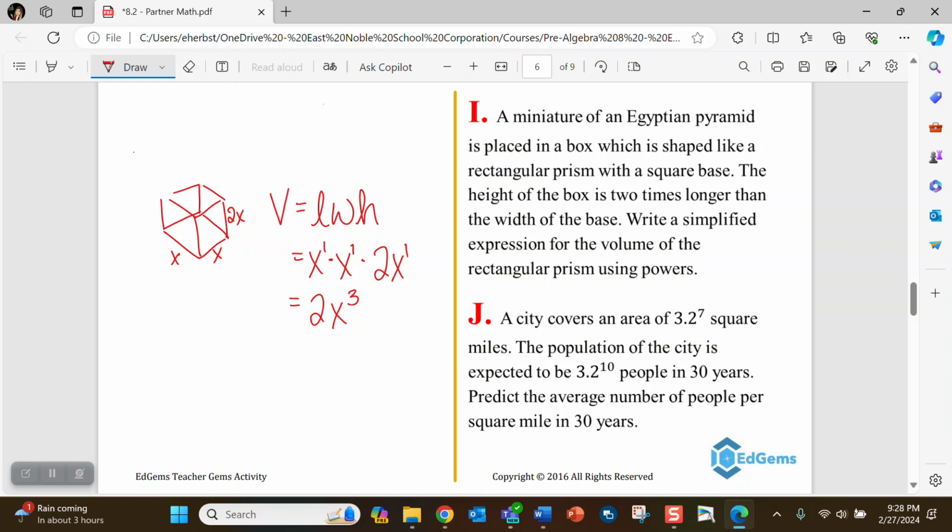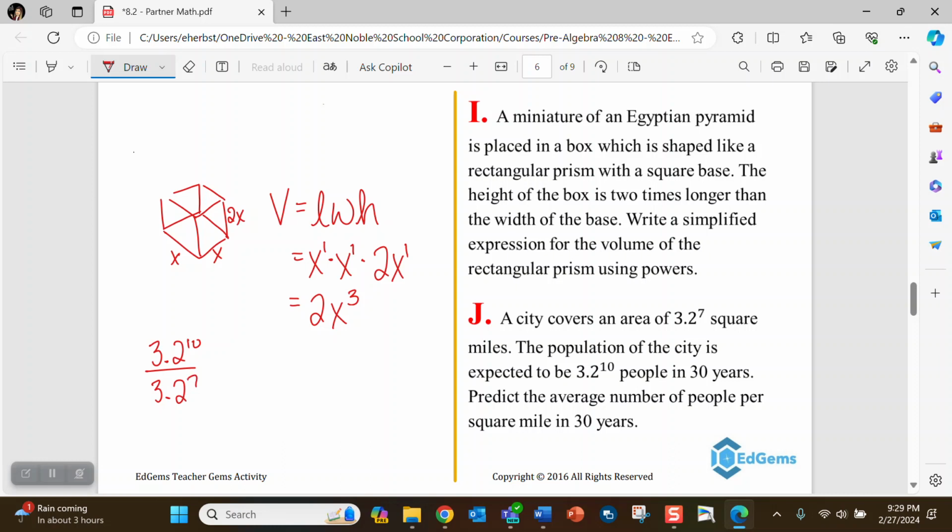Letter J, a city covers an area of 3.2 to the 7th square miles. The population of the city is expected to be 3.2 times 10, or 3.2 to the 10th people in 30 years. Predict the average number of people per square mile in 30 years. So here it's going to be division. We're going to take the expected number of people, and we're going to divide it by the square miles. This will give us people per square mile.